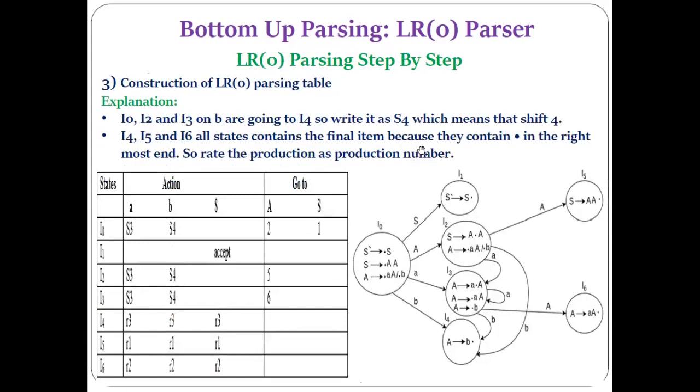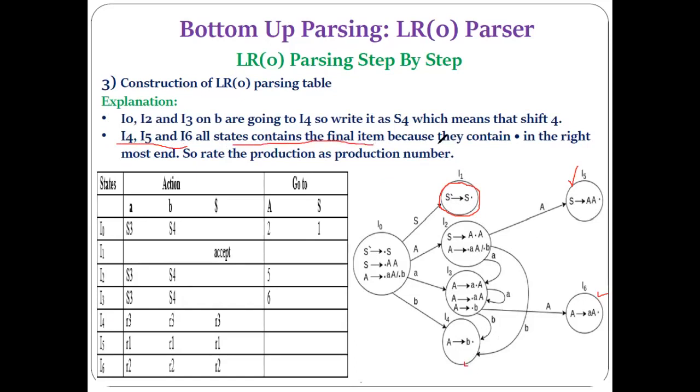Now you can see, as I said, we have to focus on final items. We have 3 final items here, which we have to focus on. This final item will be utilized to indicate whether the string is accepted or not. How it will be utilized, we will see. So I4, I5, I6 are the states containing the final item.